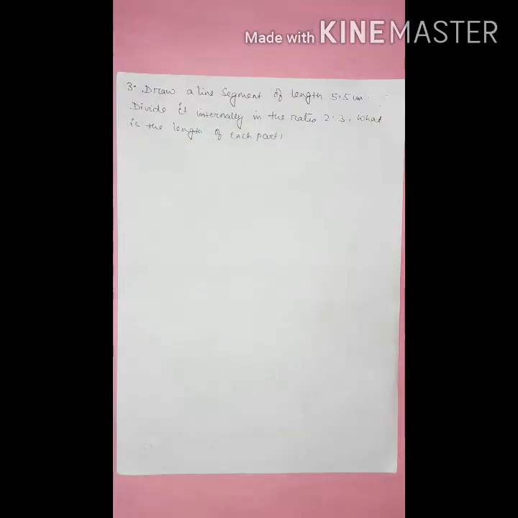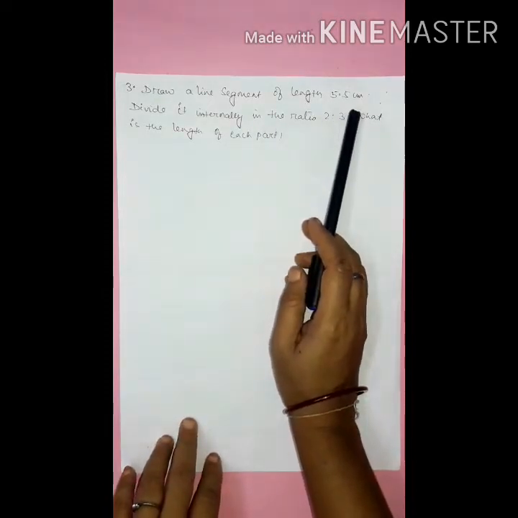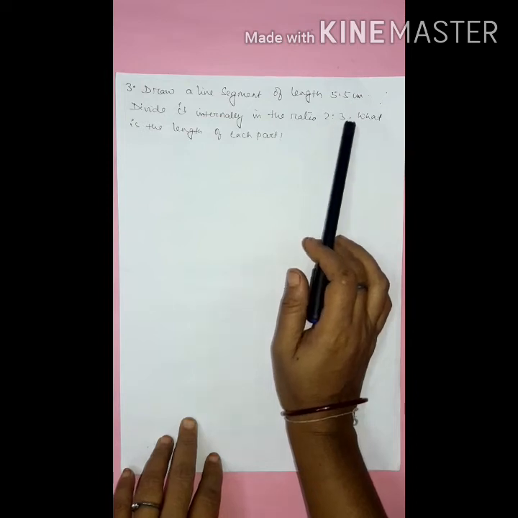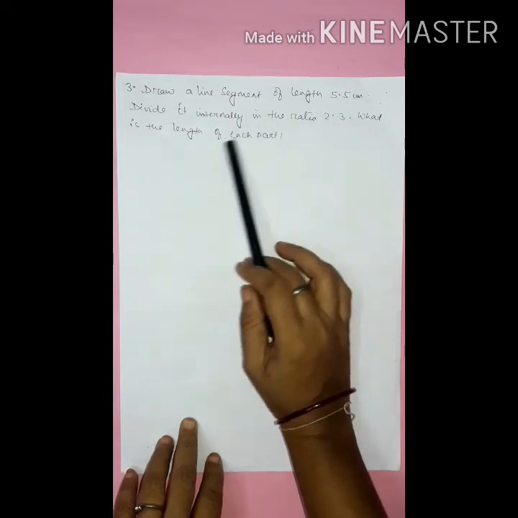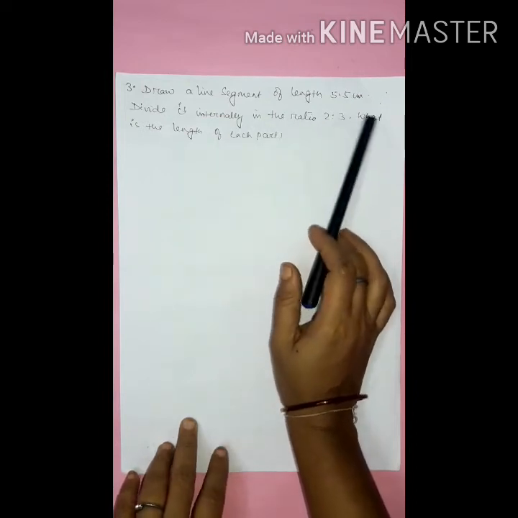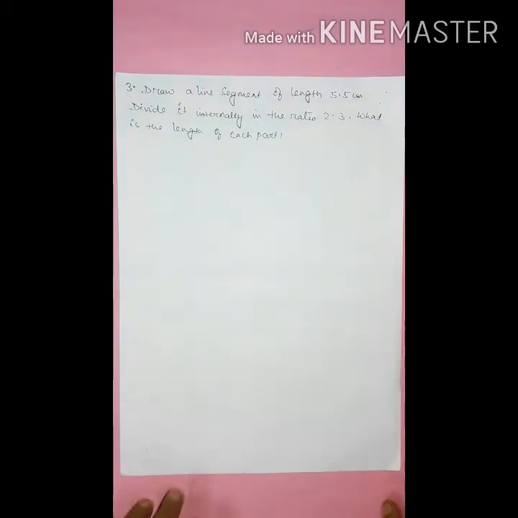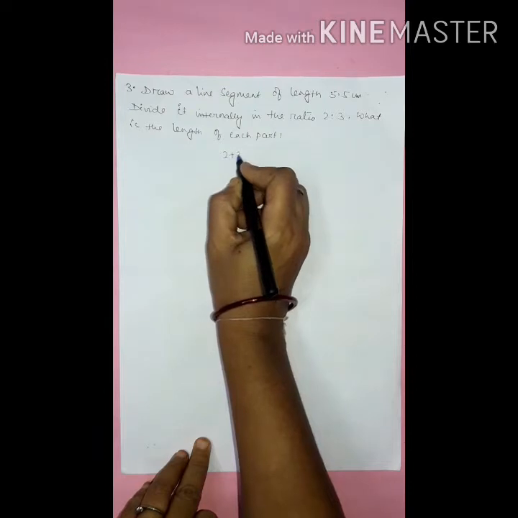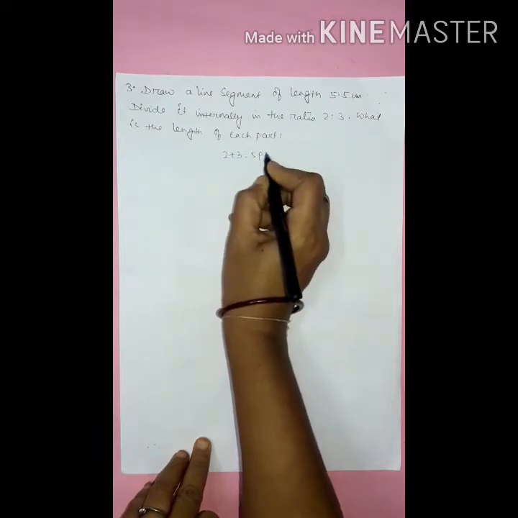So question number 3 of worksheet of chapter 10. Draw a line segment of length 5.5 centimeter, divide it internally in the ratio 2:3. What is the length of each part? 2:3 means 2 plus 3. How many parts here? We have to divide internally. 2 plus 3 is equal to 5 parts.